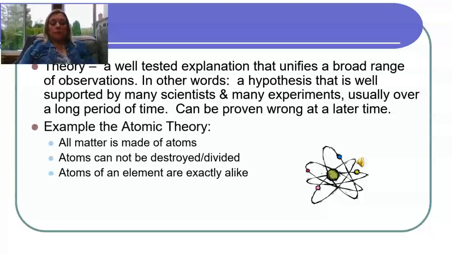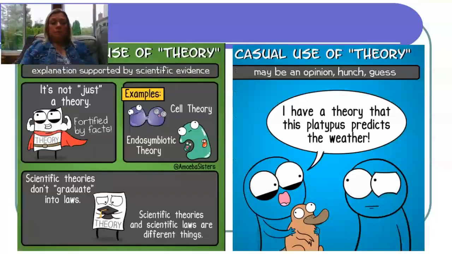But matter is made up of atoms that cannot be destroyed or divided. Atoms of an element are exactly alike. The evolutionary theory is controversial, but understand that it is backed up over many, many experiments by many, many scientists over a long, long period of time. So maybe in the future, if we find another way to test it, then we'll be able to disprove it, but evolutionary theory is supported.